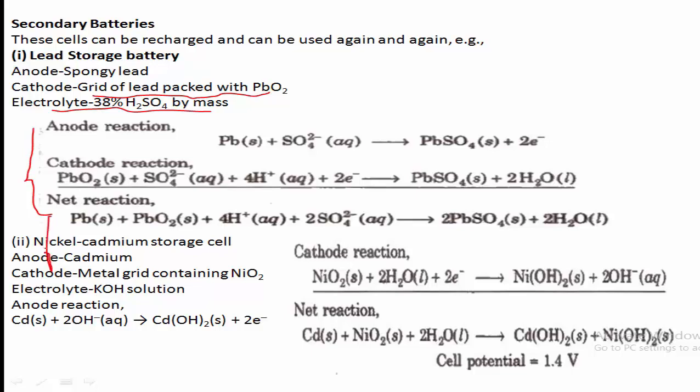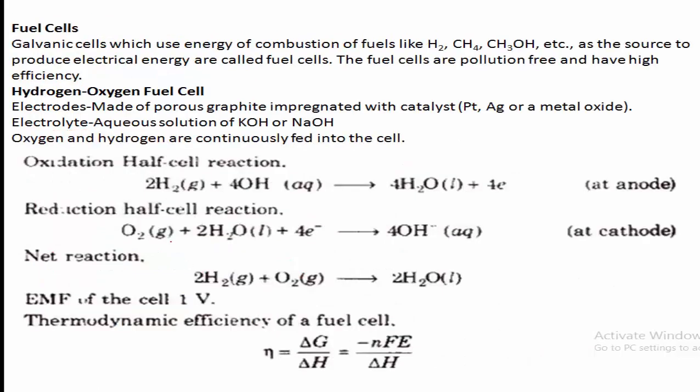Then another one is the nickel cadmium storage cell. The anode is cadmium, the cathode is a metal grid containing nickel oxide, and the electrolyte is KOH solution. And this is the reaction which takes place in the nickel cadmium storage cell. Then fuel cells. These are the galvanic cells which use the energy of combustion of fuels like H2, CH4, CH3OH, etc. as the source to produce electrical energy. The fuel cells are pollution free and have high efficiency. One example of a fuel cell is the hydrogen oxygen fuel cell.